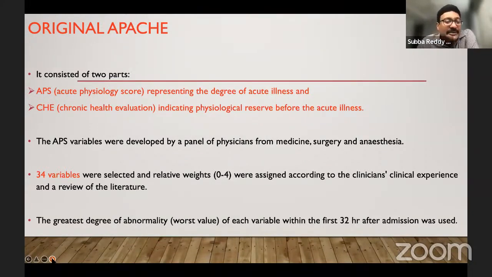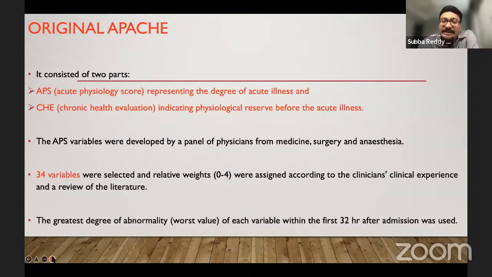The APS variables were developed by a panel of physicians from medicine, surgery, and anesthesia, and 34 variables were selected, and relative weights were assigned according to the clinicians' clinical experience and review of the literature. The greatest degree of abnormality of each variable within the first 32 hours after admission was used.